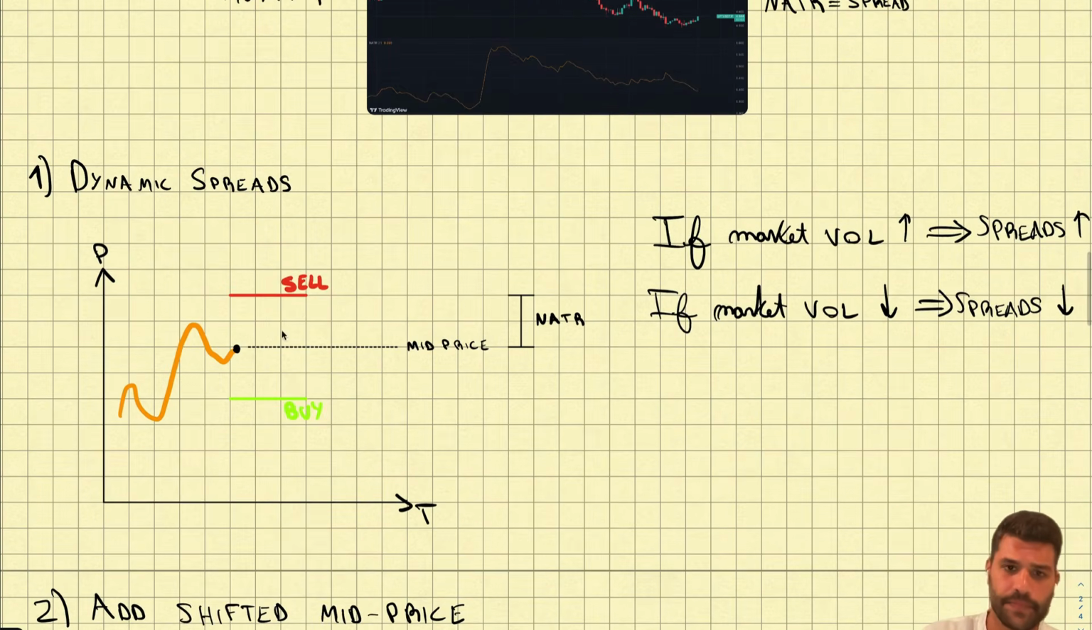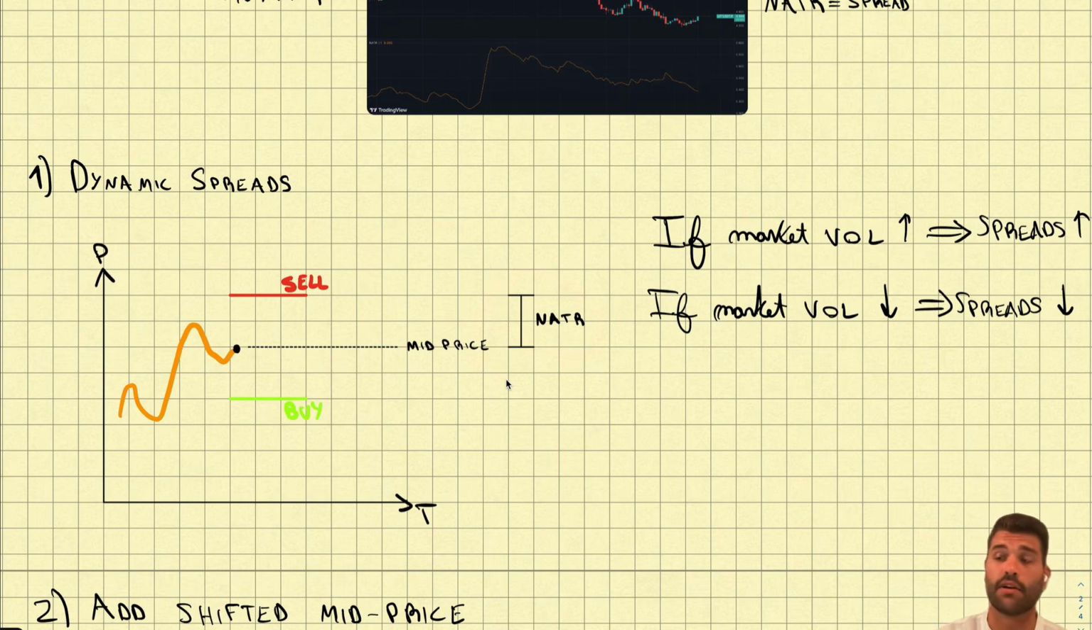So to explain how the dynamic spreads work, and why we are doing that: if the volatility of the market is high, we want to increase the spreads. If the volatility of the market is low, we want to decrease the spreads. So as we are using the normalized average true range, that is the common size of the candles, we are going to use that indicator to set up the spreads.